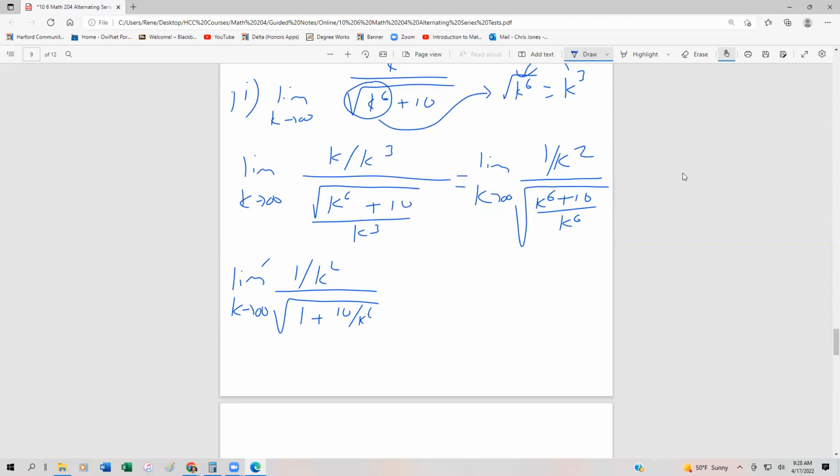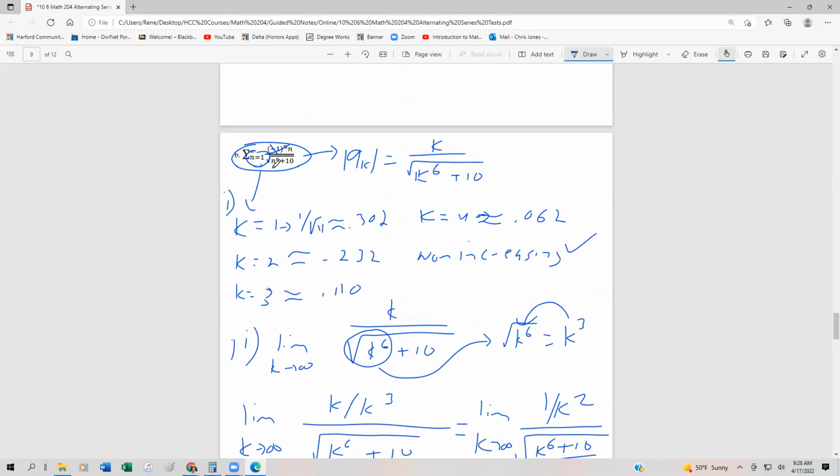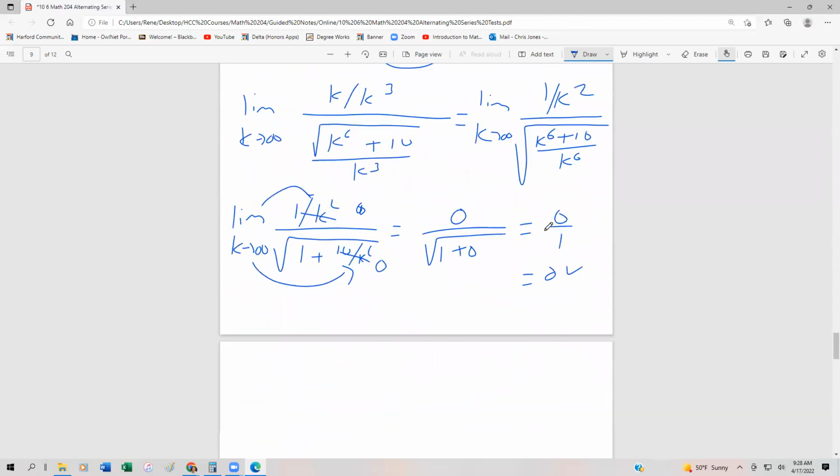And now if we apply the limit, we know that the numerator is going to go to 0, and the second term under the radical is going to go to 0. So we end up with 0 over the square root of 1 plus 0, which is 0 over 1, which is 0. So by the first 2 cases, we know that the alternating series converges.